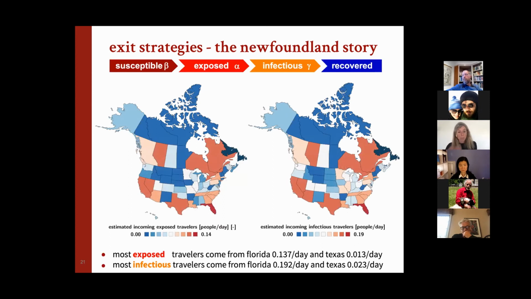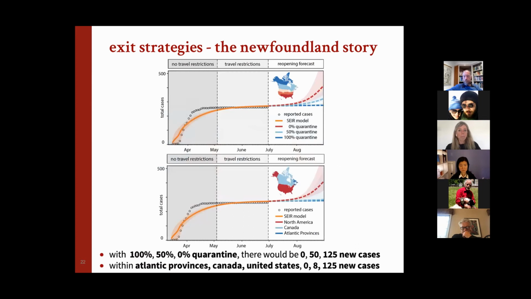And this is the plot. The color code here tells you how many people from that state would come to Newfoundland on a given day and be either exposed, so in the red bin, or infectious, in the orange bin. So these are the 2 different plots. We can just add that up and count how many people would come to Newfoundland and bring the disease. So this is less than 1 per day. But if you open, on average, there would be some people within a couple of weeks and they would then induce the disease.